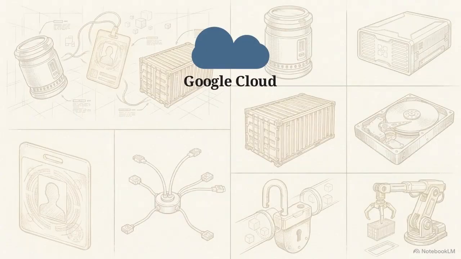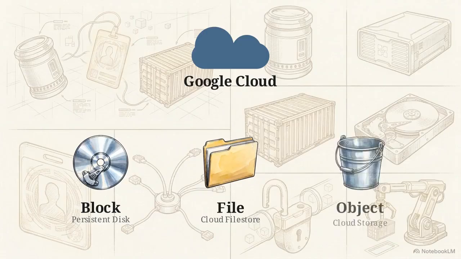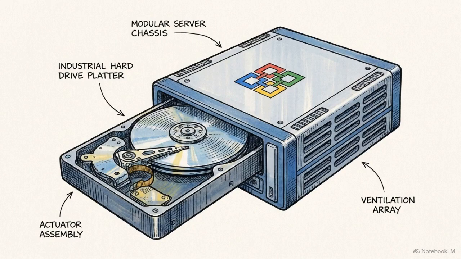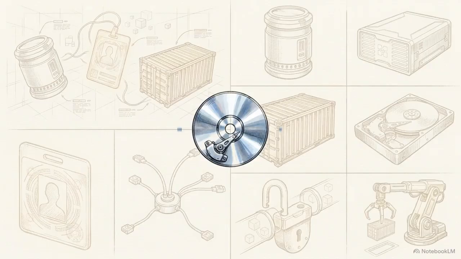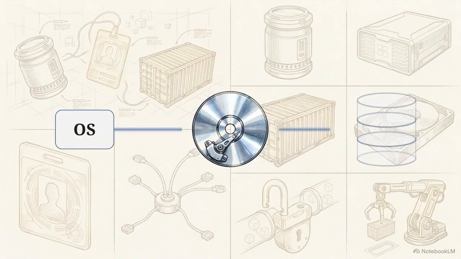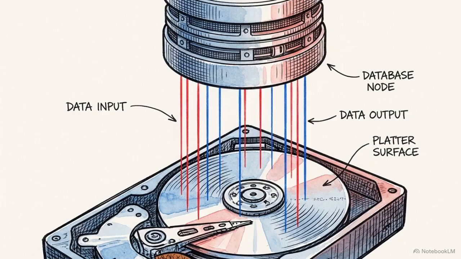Google Cloud offers 3 distinct storage architectures: block, file, and object. Block storage is called persistent disk. It operates like a physical hard drive attached directly to a machine, making it the required option for running operating system boot volumes and relational databases. Databases need persistent disk because they demand intense, low-latency disk input and output, requiring dedicated high-speed storage they can control directly.